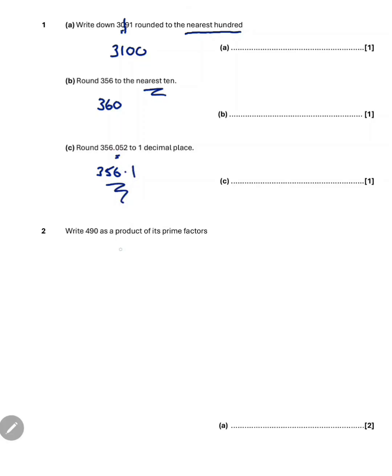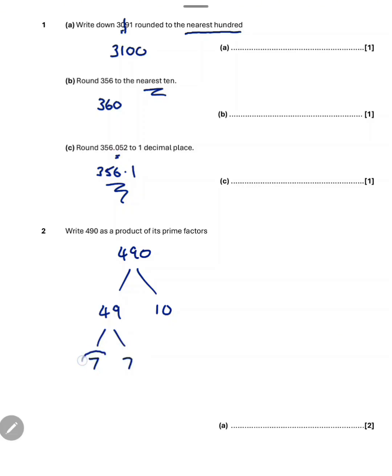Question 2 says, write 490 as a product of prime factors. That's this thing, the tree diagram. And we're looking for 2 numbers that times to make 490. It is a calculator paper, so just start hitting divide on your calculator if you're not sure about this. 490 will divide by 10. 49 times 10 is 490. I'm going to keep going because none of those are prime.